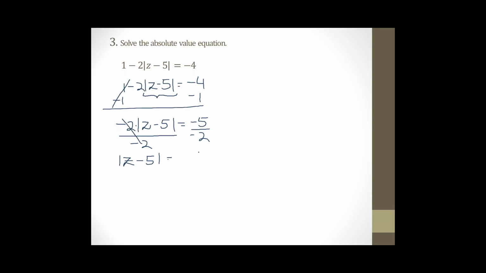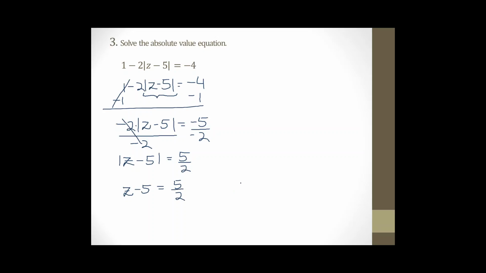And -5 divided by -2, I'm going to leave it as a fraction, but I can simplify the sign. A negative over negative is a positive, so 5/2. So now I'm ready to write my two equations. You always need to isolate the absolute value first before you can write your negative and your positive version. So dropping the absolute value bars, I get z minus 5 equals 5/2.